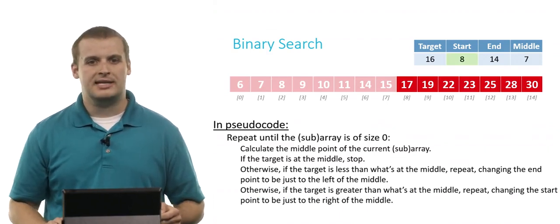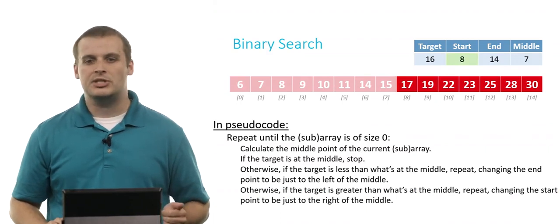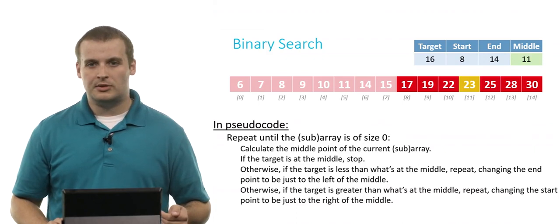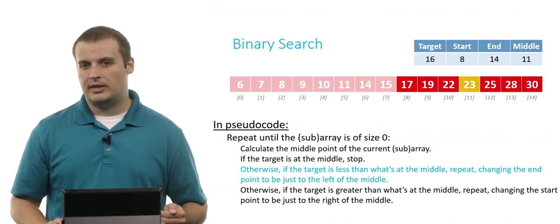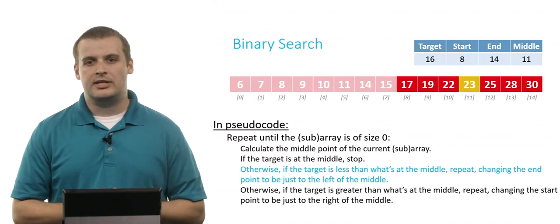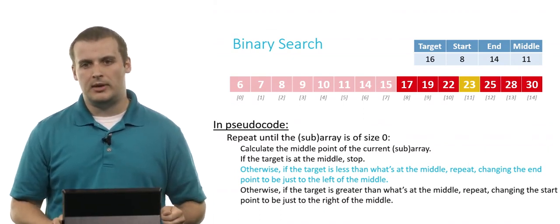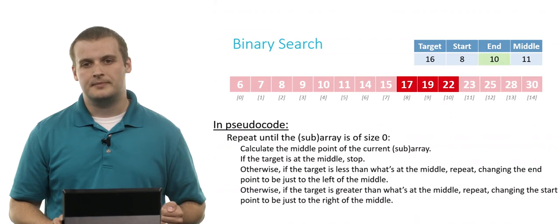Now we repeat the process one more time. Calculate the new midpoint. 8 plus 14 is 22. Divided by 2 is 11. Is 23 what we're looking for? Unfortunately, no. We're looking for a value that is less than 23. And so in this case, we're going to change the end point to be just to the left of the current midpoint. The current midpoint is 11. And so we'll set the new end point for the next time we go through this process to 10.